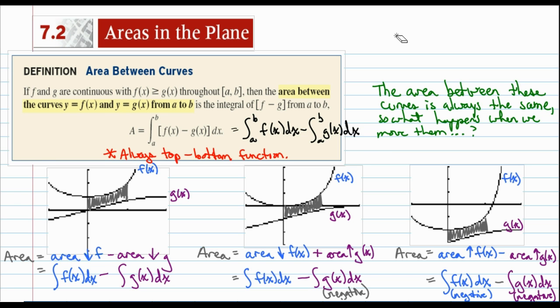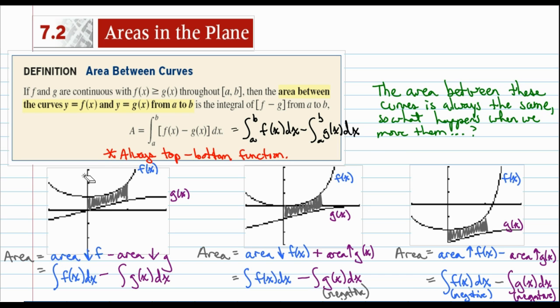So the area between two curves is defined by the book as, where f of x is greater than or equal to g of x, it's going to be the antiderivative from a to b of f of x minus g of x. So basically it's always going to be the top minus the bottom function. And you'll see that in these three situations down here.